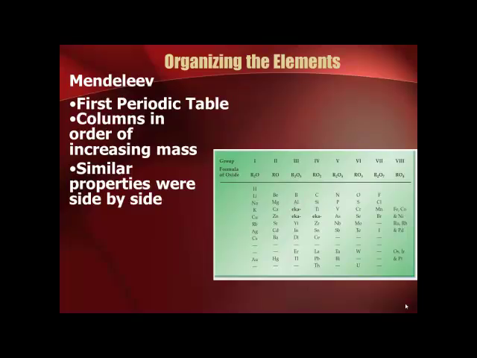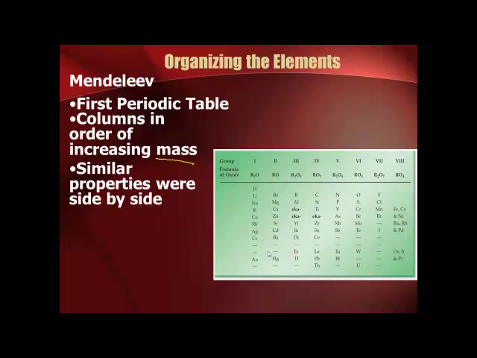Okay, so Mendeleev is the father of the modern periodic table. Up until this point, they only had lists of elements because they didn't have that many elements. This is Mendeleev's first periodic table, and you can see there were not a lot of elements there. He was the first to arrange the periodic table, and he arranged it in terms of increasing mass. Things with similar properties were side by side.